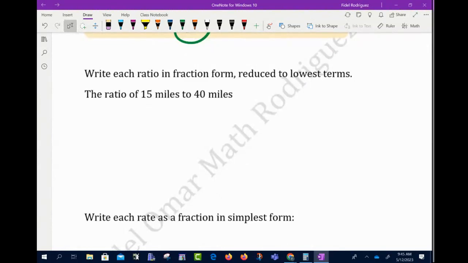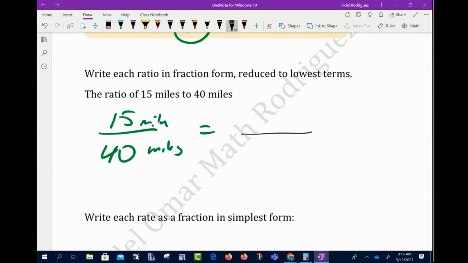It just says write each ratio in fraction form reduced to lowest terms. The ratio of 15 miles to 40 miles. All I'm doing here is 15 over 40, and I'm going to write the word miles on both of them, because that's the units that I have. Now, when we reduce fractions, one thing we're going to do is if the units are the same, I can reduce those too.